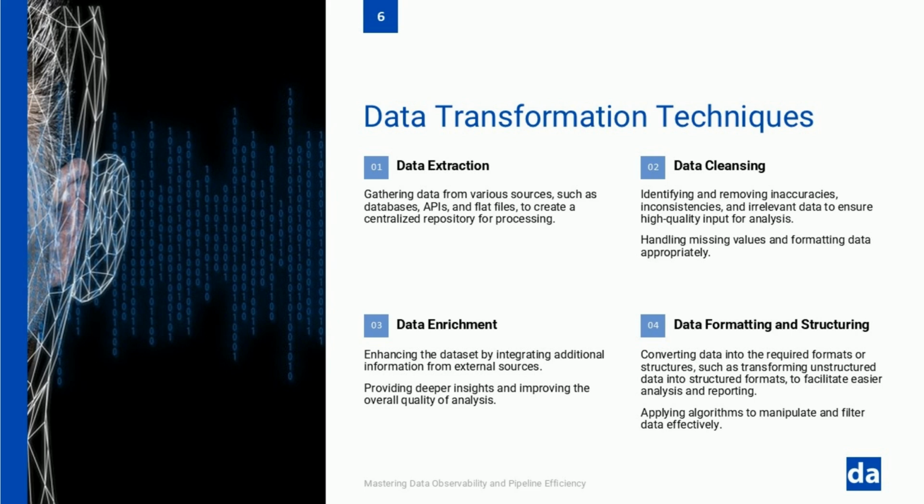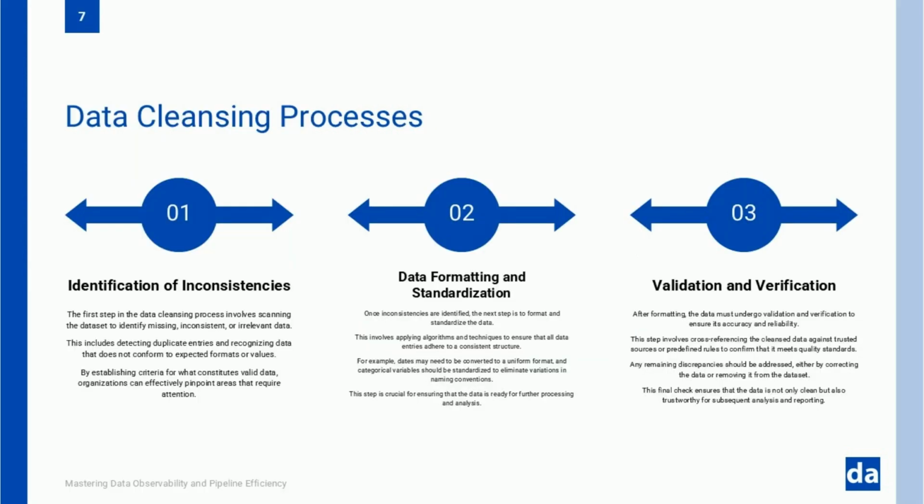Step 4. Data formatting and structuring. Finally, the data is shaped into a usable format, like plating your dish beautifully. Whether it's converting unstructured data into structured formats or applying algorithms for filtering, this step ensures the data is ready for reporting or analysis. Now, let's focus on one of the most critical stages in the pipeline, data cleansing. Think of this as polishing your raw materials to ensure your analysis is built on reliable data.